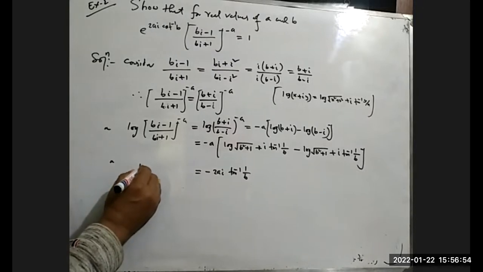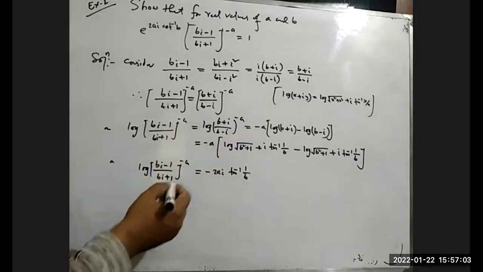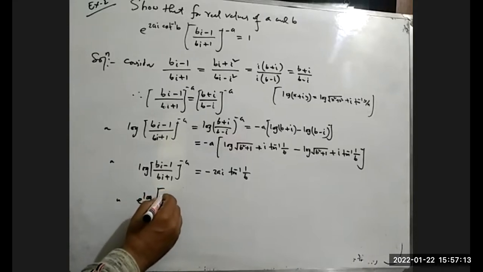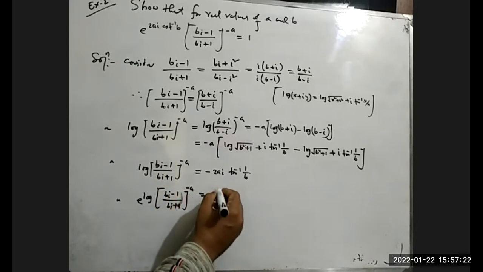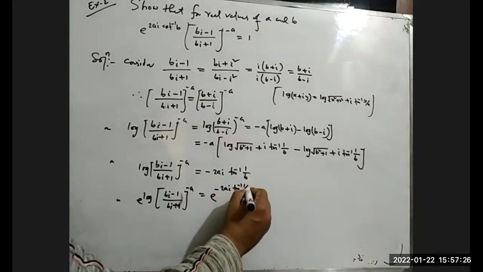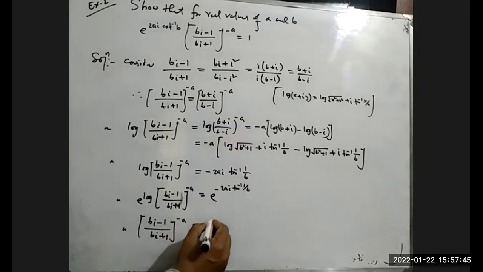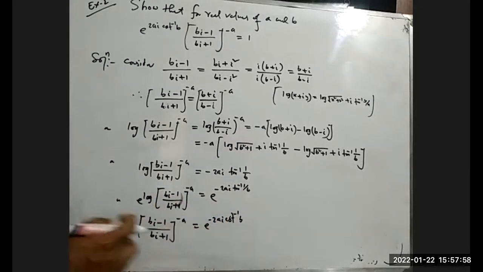So this equals log of bi minus 1 over bi plus 1 to the power minus a. Now taking exponential on both sides, e log will be removed, so we get bi minus 1 divided by bi plus 1 to the power minus a equals e to the power minus twice a i tan inverse 1 by b. What will this be? e to the power minus 2 a i cot inverse b. Tan inverse 1 by b means cot inverse b.